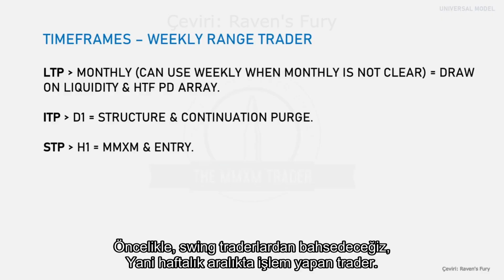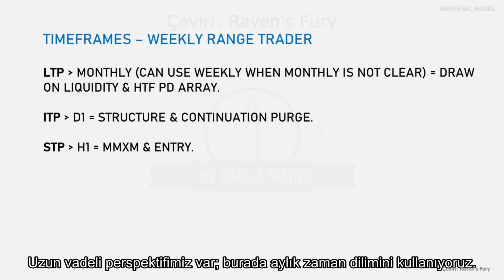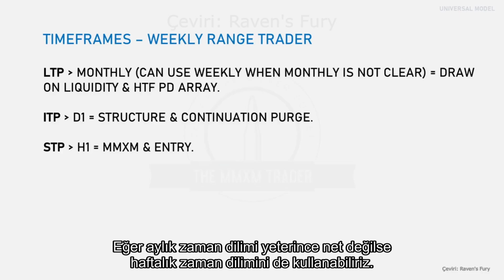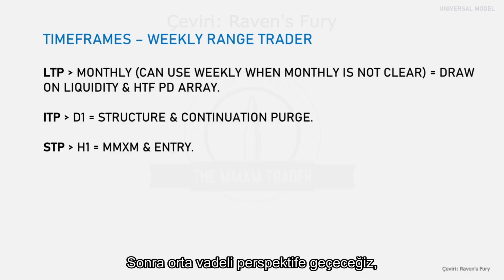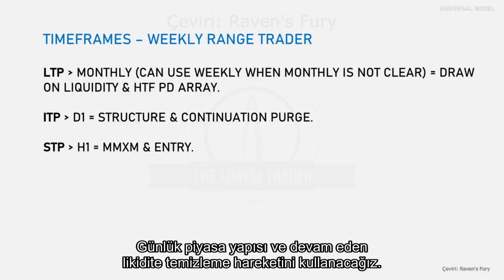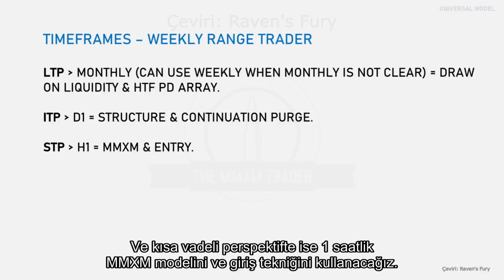That weekly range trader. We've got our long-term perspective where we'll use the monthly time frame, and we can also use the weekly time frame if the monthly is not clear enough, and this will be our drawn liquidity and our higher time frame PD arrays. Then we're going to go to that intermediate term perspective, right? We're going to use our daily structure and continuation purge, and then on the short-term perspective, we're going to use a 1-hour market maker model and entry technique.